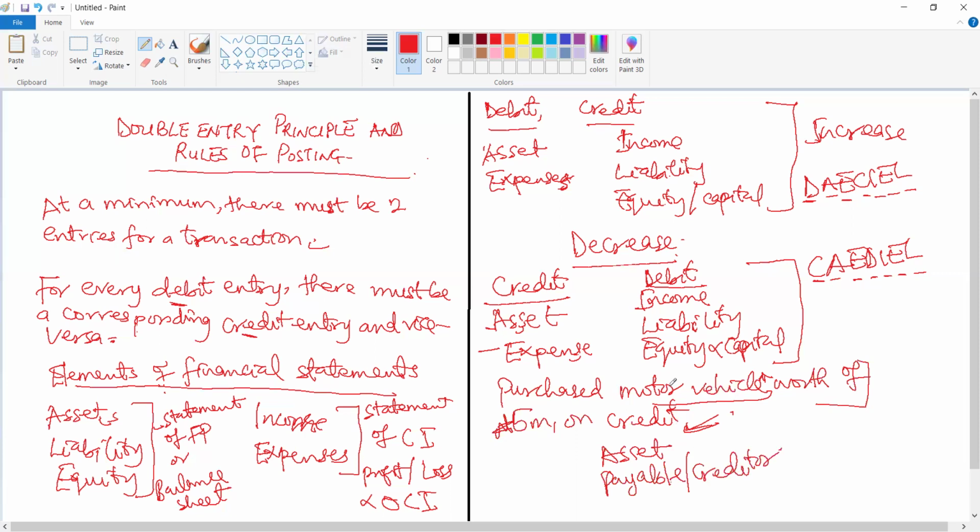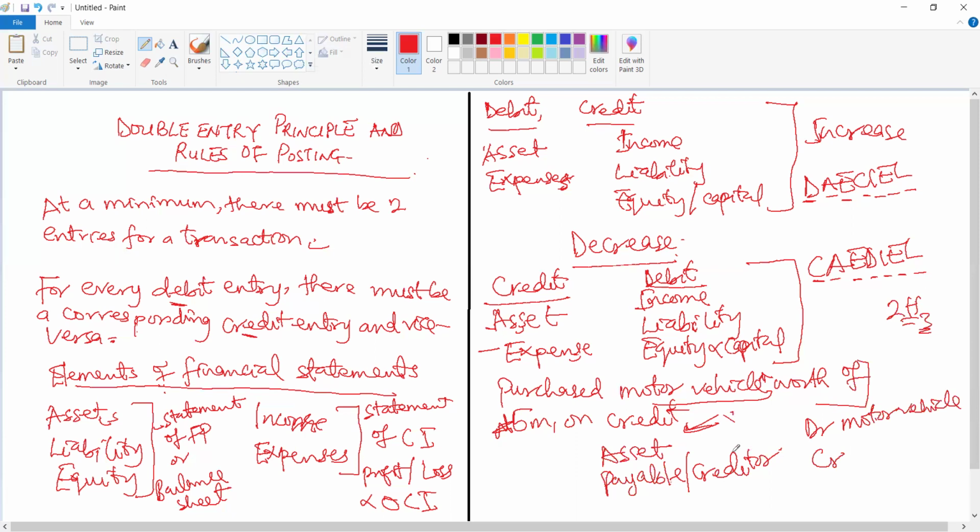So when we purchase this motor vehicle, our motor vehicle will increase. If you have two motor vehicles before we purchase this one, it means you add an additional one. You are going to have three motor vehicles, right? So what are we going to do? When we are saying that debit will increase assets, what are we going to do? We are going to debit our motor vehicle, right?